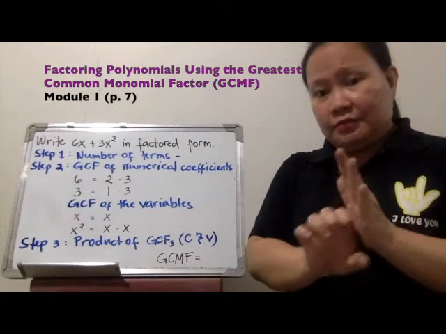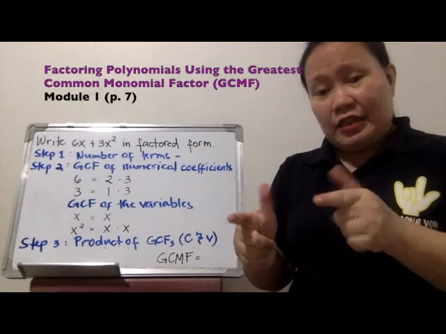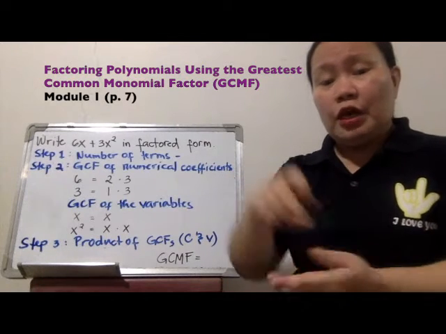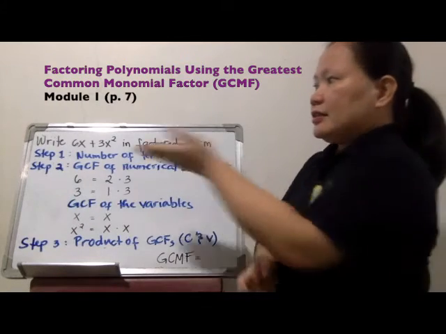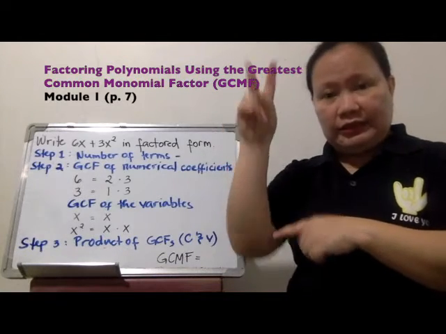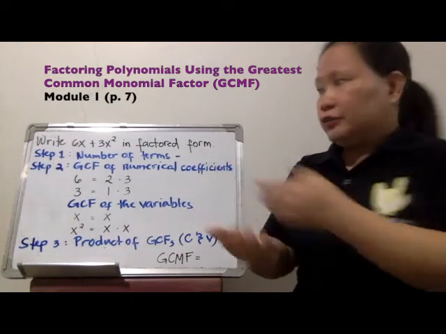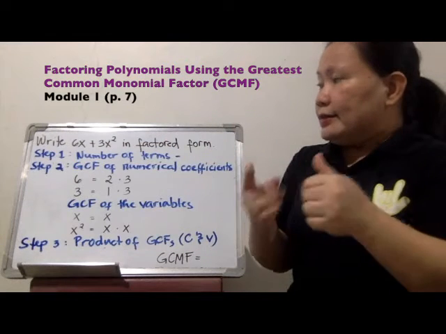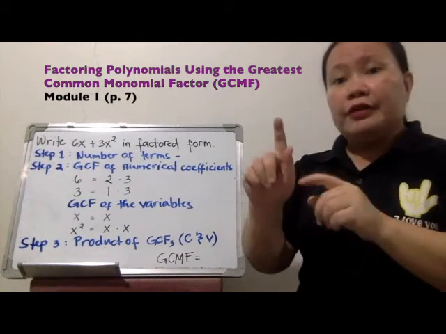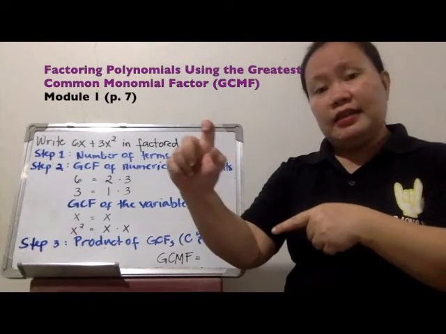For our next example, we will illustrate how to use the greatest common monomial factor in factoring polynomials. So in this example, we have 6x plus 3x squared. So how to find the greatest common monomial factor of these two? Okay, step 1. First, we have to determine the number of terms.